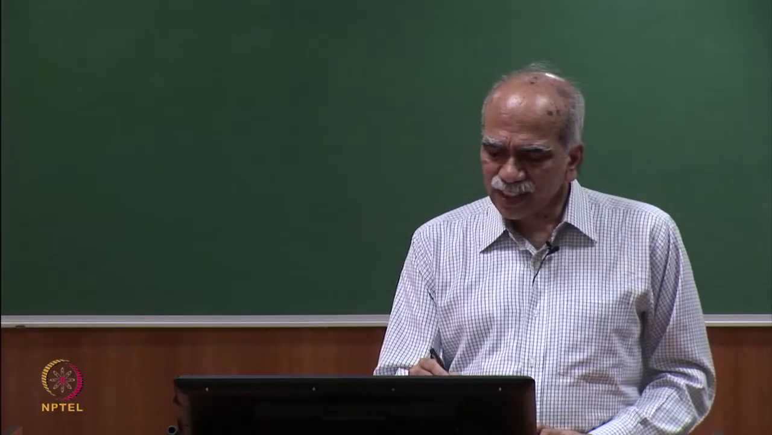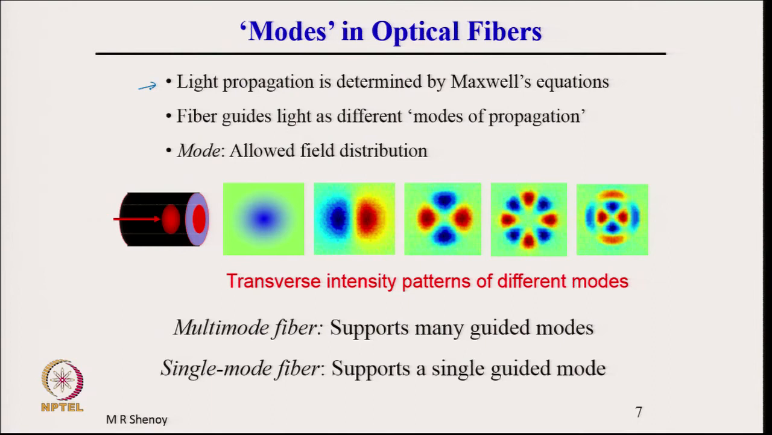So, light propagation in an optical fiber is determined by Maxwell's equations, and when the appropriate boundary conditions are applied, they result in modes of oscillations. That is, the fiber guides light as different modes of propagation. And what is a mode? A mode is an allowed field distribution. Here we are referring to transverse modes. So, these are transverse field distributions.